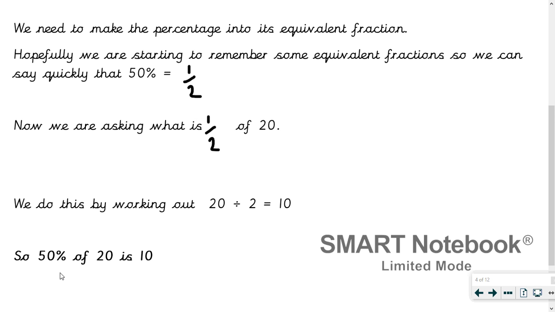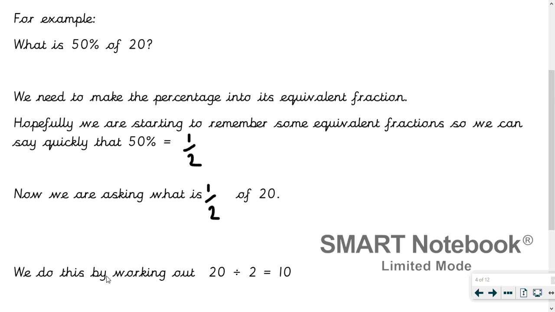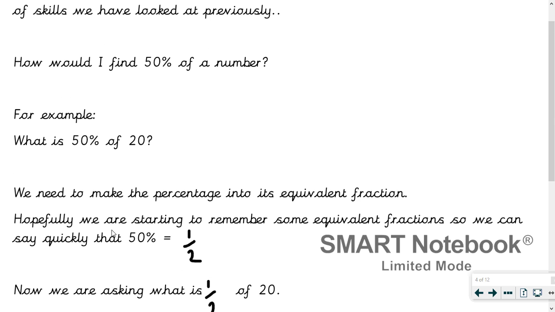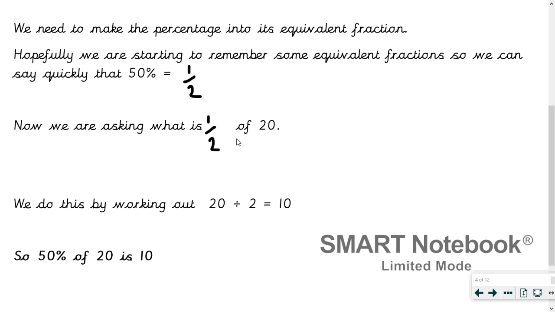Now we can easily see that because 20, if we cut it in half, we know that it's 10. But a simple example, to talk you through. So what you do, change a percentage to a fraction, then divide the amount by the denominator, and then times that by the numerator. But if it's 1, you don't need to do that.